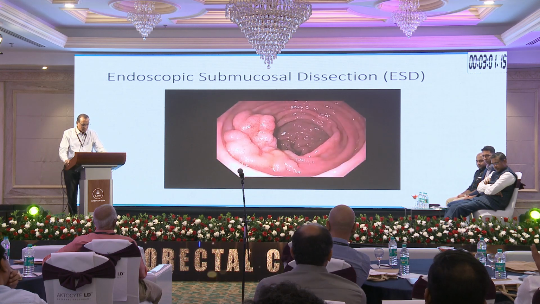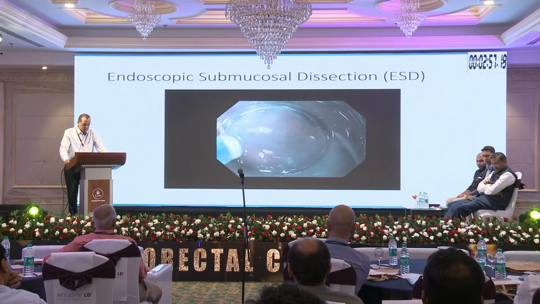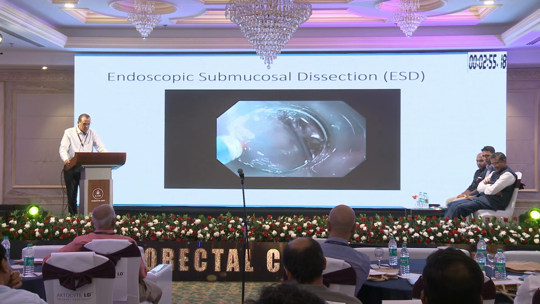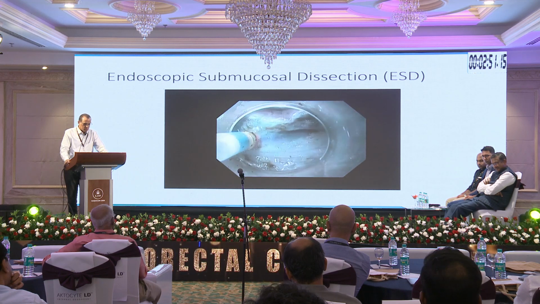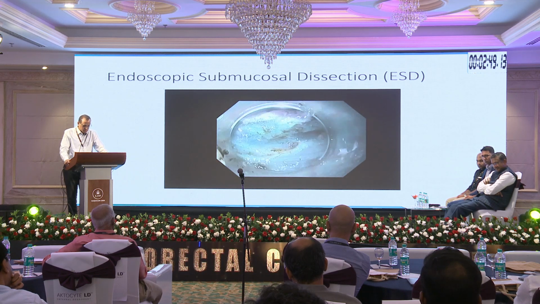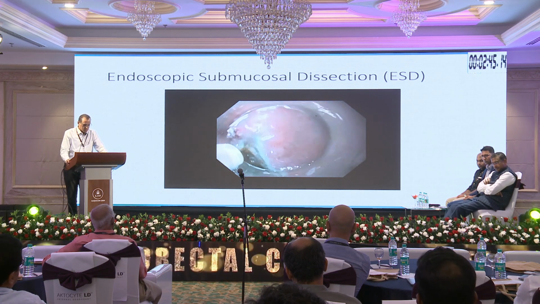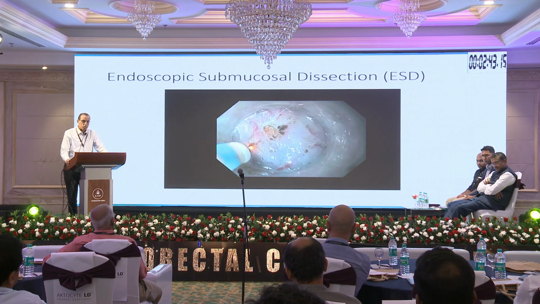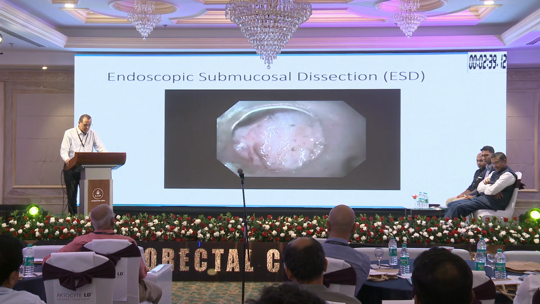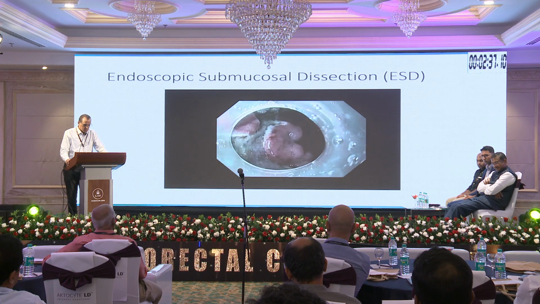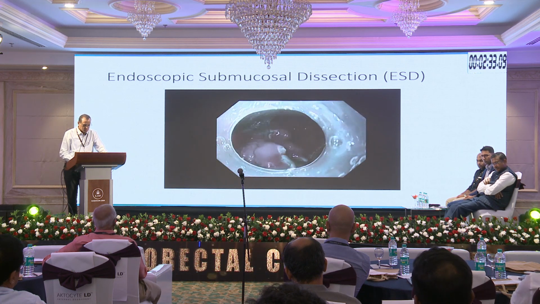It's a larger lesion. You mark the sides of the lesion and inject, and then start cutting, incising all around. You can see the muscles very well there. We are going very close to the muscle, but not making any damage to it. Then finally it is taken out. So this is a complete resection.